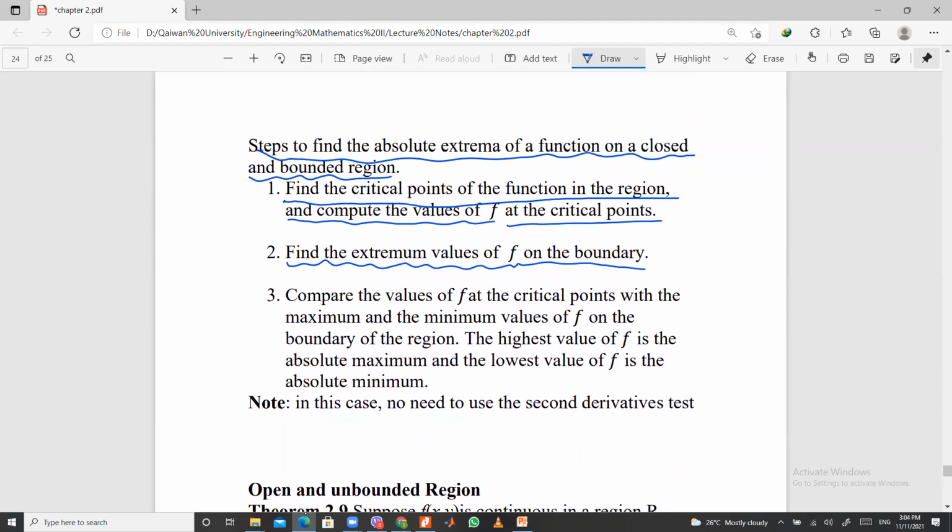Now we compare the points that you get here. The least one is the absolute minimum, and the greatest one is the absolute maximum.